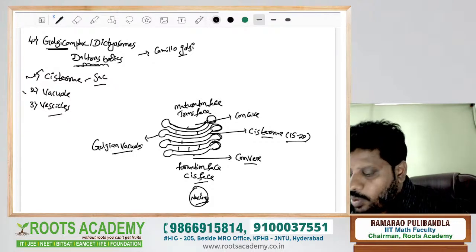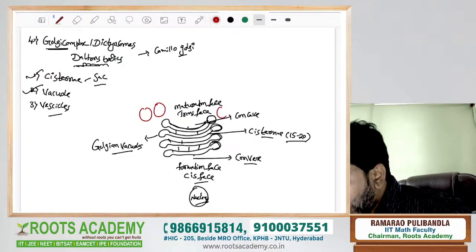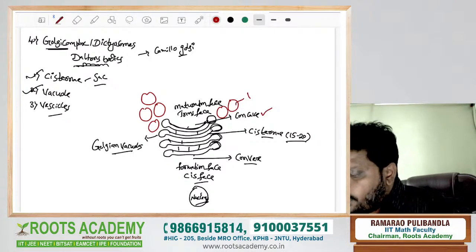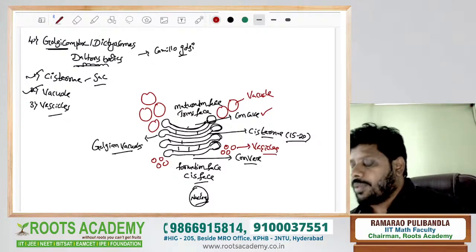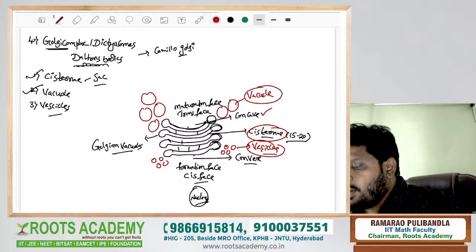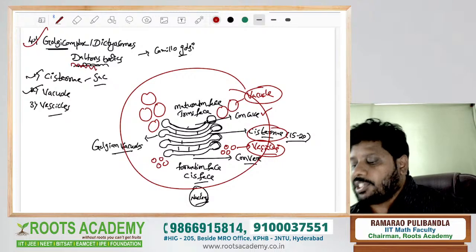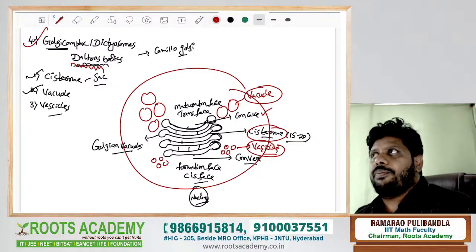And see, the second one is vacuoles. The large spherical bodies present towards the concave are called vacuoles. Like that, small spherical bodies present towards the convex are called vesicles. So cisternae, vacuoles and vesicles, these three collectively are called the Golgi. This ultrastructure was explained by the scientist Dalton. That's why it is called Dalton bodies.